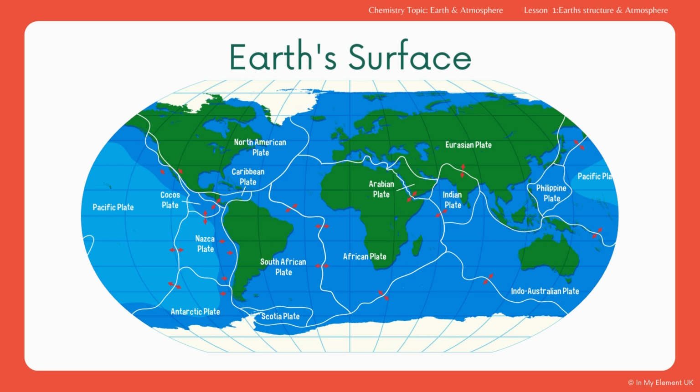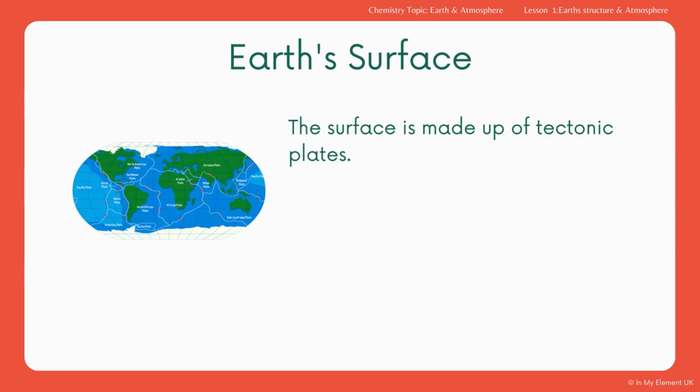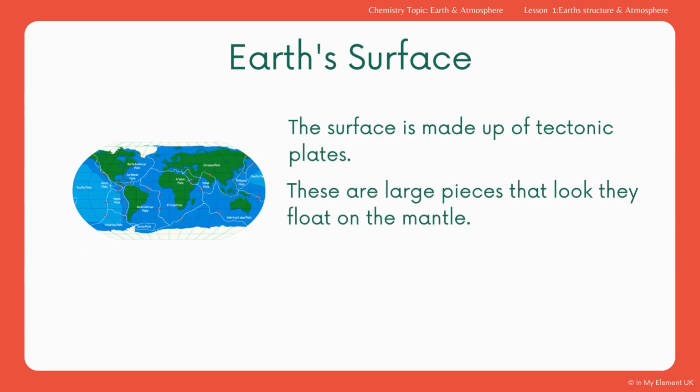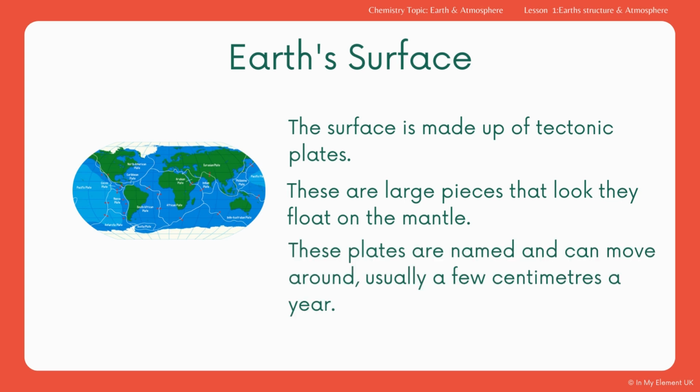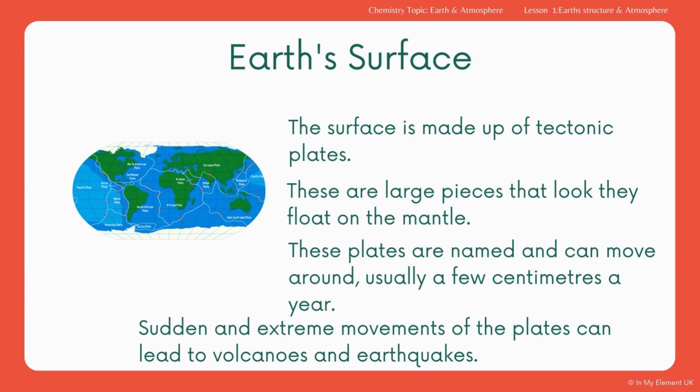And the idea is that these plates float on the surface. They look like they float on the mantle. So some people describe them as being like giant rafts. And when we say float, they don't move very quickly. They move really, really small movements over the space of a year. So they might move just a couple of centimetres in a year. So not very far at all. Most of them move very slowly, but every now and again, some of them are prone to moving very quickly, and this can result in volcanoes and earthquakes.